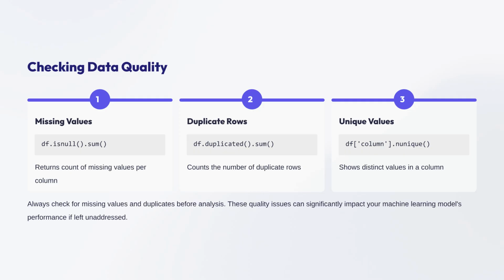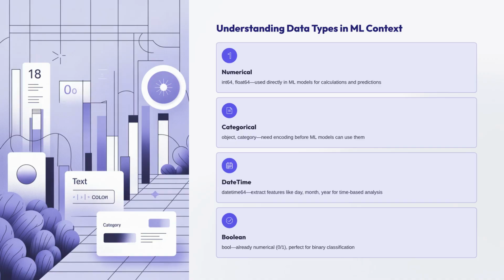Always check for data quality issues. Use `isnull().sum()` to find missing values, `duplicated().sum()` to count duplicate rows, and `unique()` to understand distinct values in a column. Understanding data types is vital for machine learning. Numerical types are used directly, categorical types need encoding, and datetime types allow you to extract features like day or month for analysis.